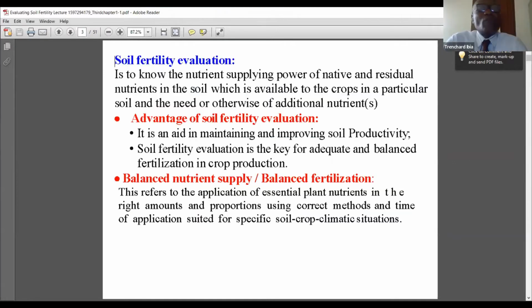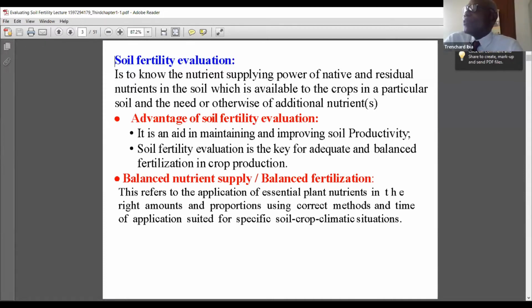The topic: what is soil fertility evaluation? It is to know the nutrient supplying power of native and residual nutrients in the soil which are available to the crops in a particular soil, and the need or otherwise to add additional nutrients. And therefore the advantages can be seen.